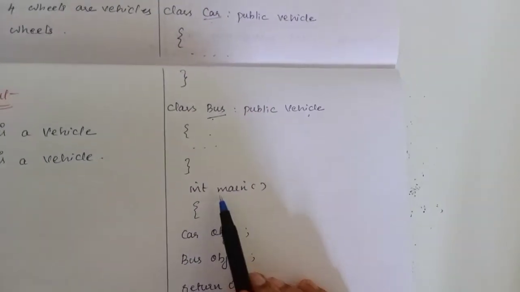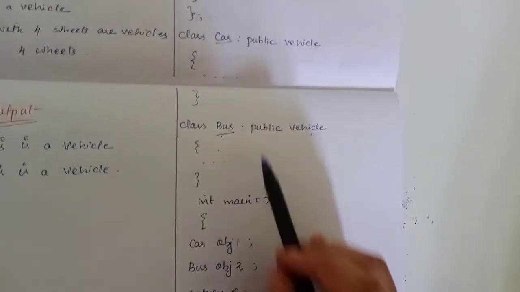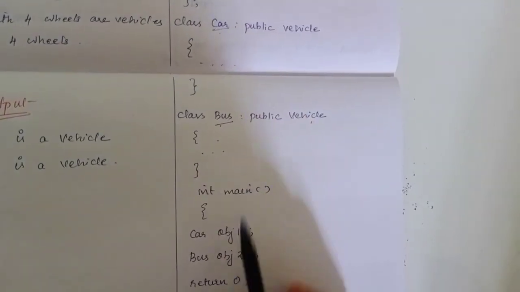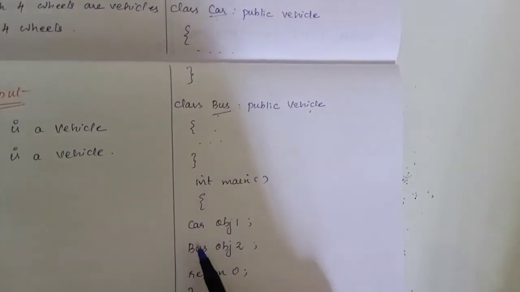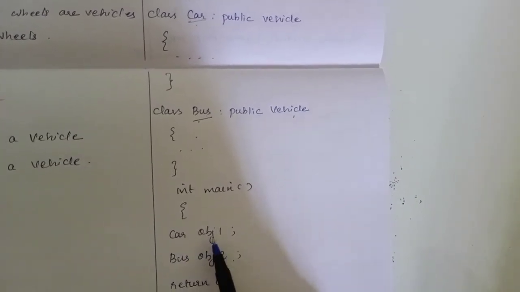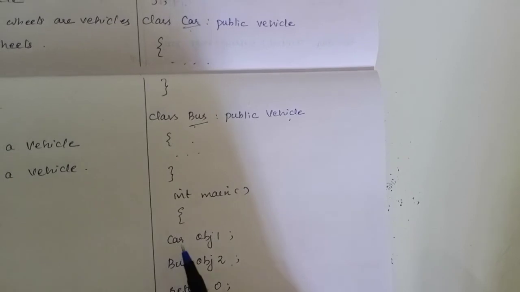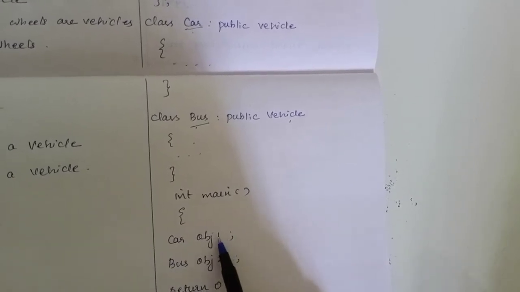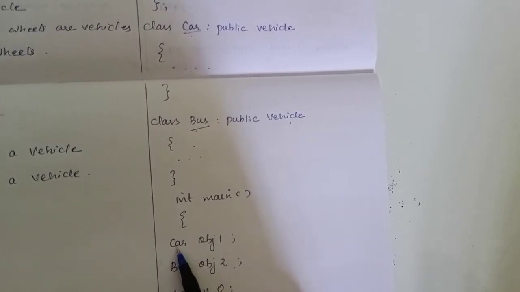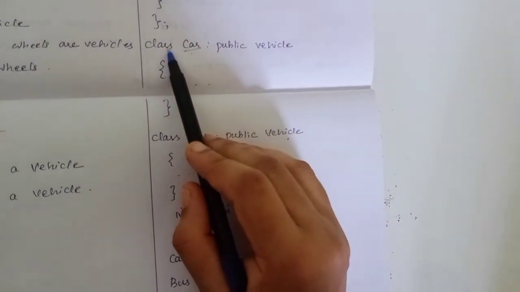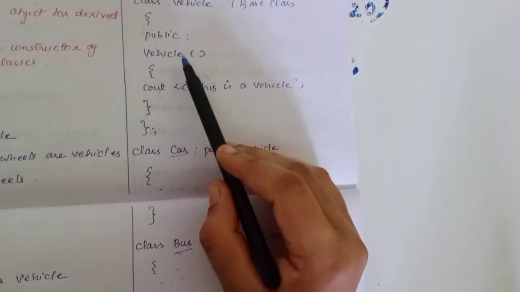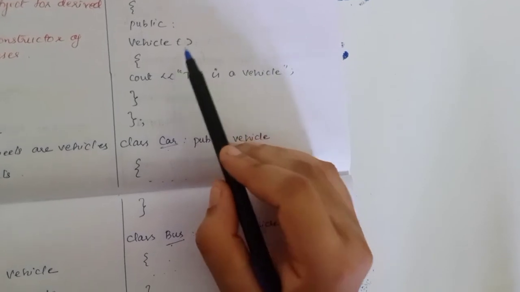Then I am going to start the main function. I created an object for this subclass car, object 1. And again I created an object for this subclass bus, that is bus object 2. When I create an object for this class, at the same time the constructor inside the class is also invoked. So car is the subclass of the base class vehicle. So this vehicle consists of a constructor, and this constructor is invoked.